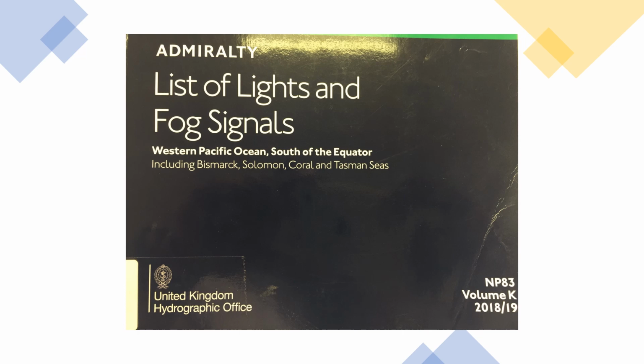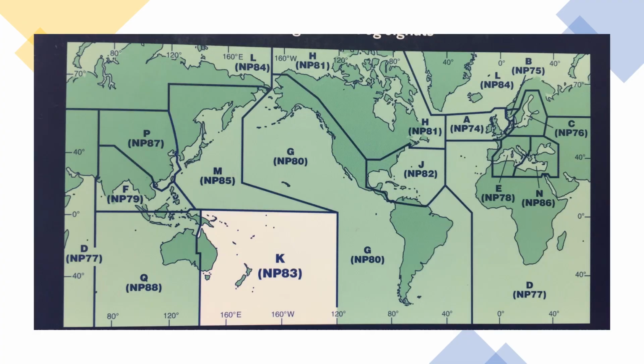All right, so that's why I'm repeating it. This is the back of the Admiralty List of Lights and Fog Signals publications. So you can see there are a number of volumes, a number of publications. It's not possible for the shipping companies to provide all their ships with all the volumes. So ideally, you may be carrying only a few of these, depending on the areas that you are transiting.